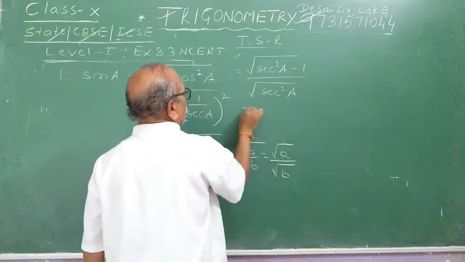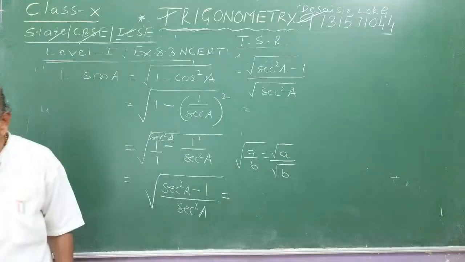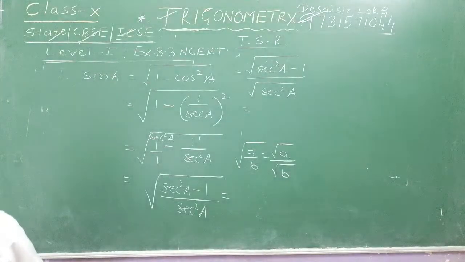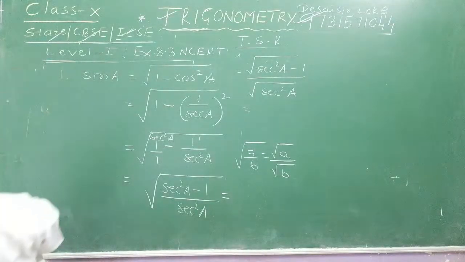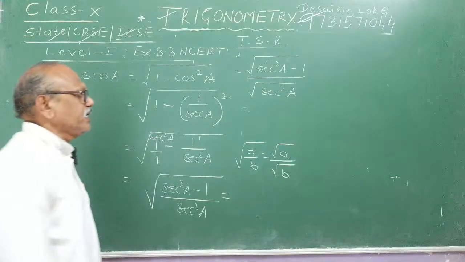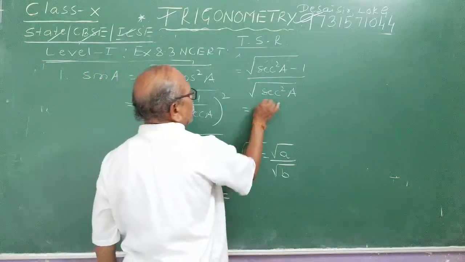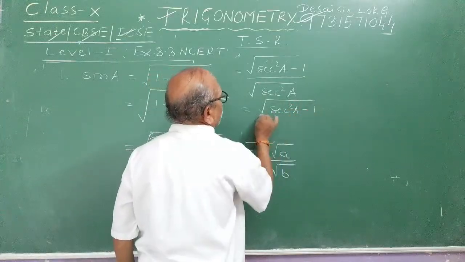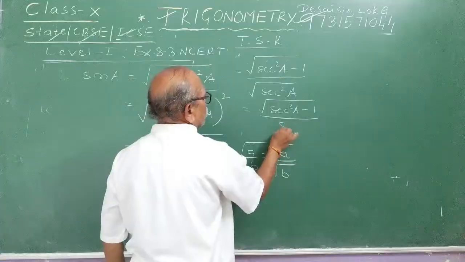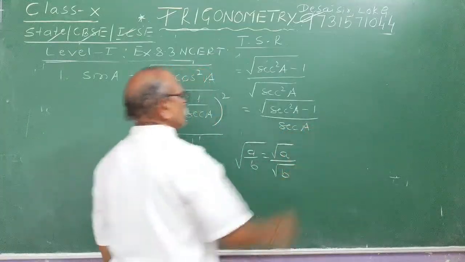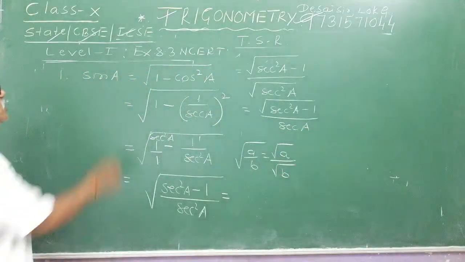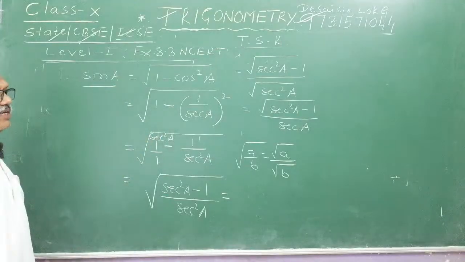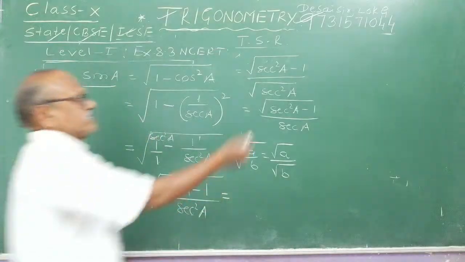Right? I hope all of you are following. Anybody not following, you can tell me in the chat box. Correct. You can write the last step now. We have written root of sec square A minus 1 upon square root of sec square A, which is sec A. Thus we wrote sin A in terms of sec A. Now take the second ratio.